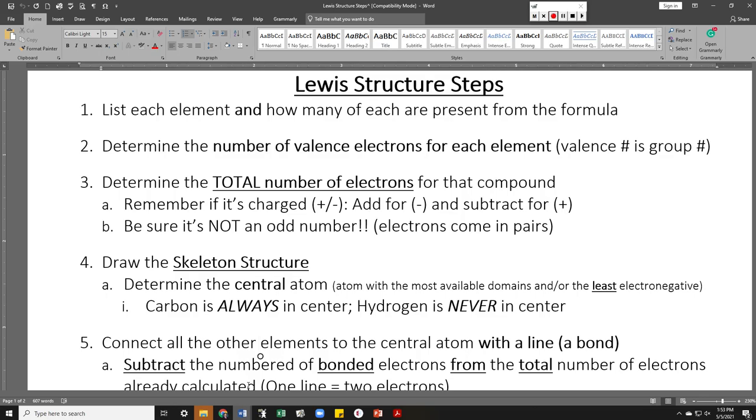All right, so the first thing we have to do is list each element and how many of each of them are present. So let me pull this up. So what we're going to do is if you'll just flip your sheet of paper over and write this formula, CH4. Okay? This is one of the most basic chemical compounds on the face of the planet. Does anybody happen to know what this is? It's methane.